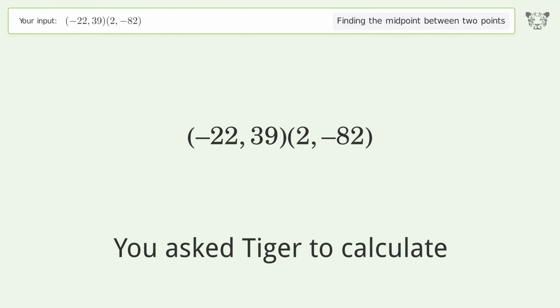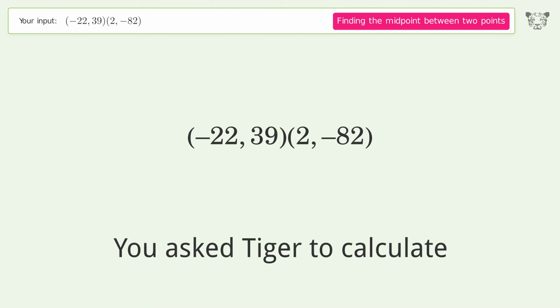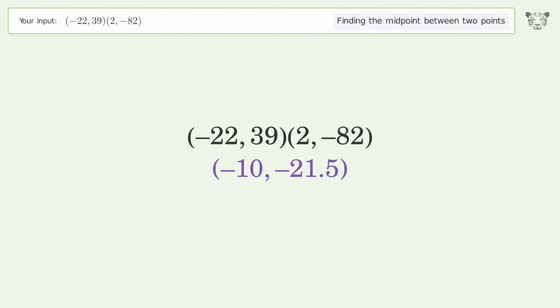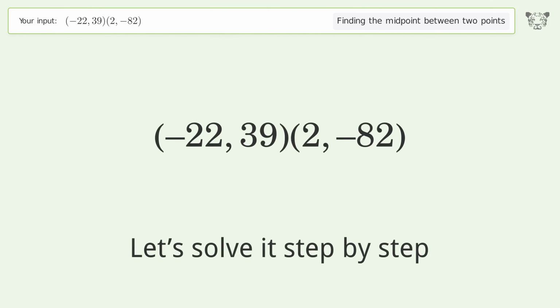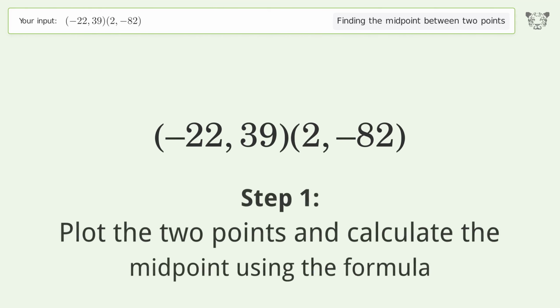You ask Tiger to calculate. This deals with finding the midpoint between 2 points. The midpoint between the 2 points is -10, -21.5. Let's solve it step by step. Plot the 2 points and calculate the midpoint using the formula.